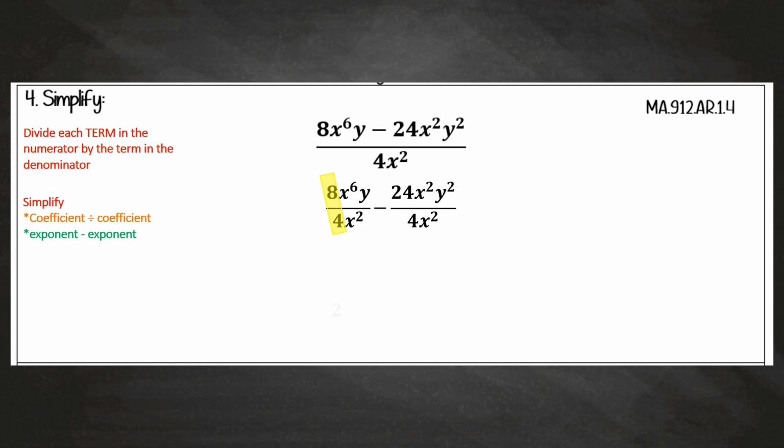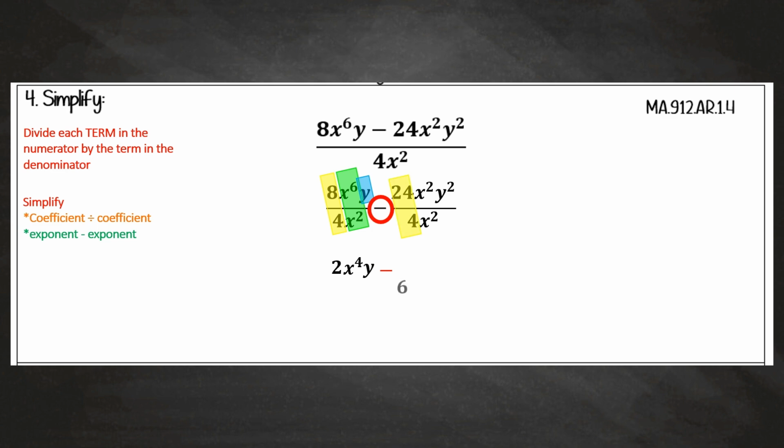So 8 divided by 4 is 2. X to the power of 6 divided by x to the power of 2. We're going to subtract 2 from 6. So we have x to the power of 4. And the y was all by itself, so we're going to leave the y alone. Then we have the negative, so we're going to bring down that negative.